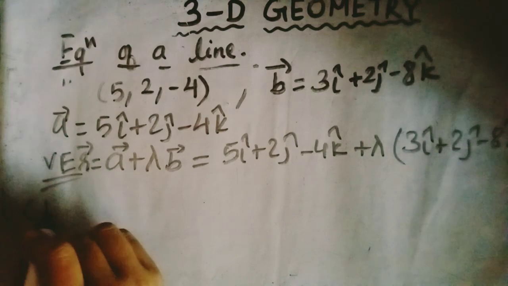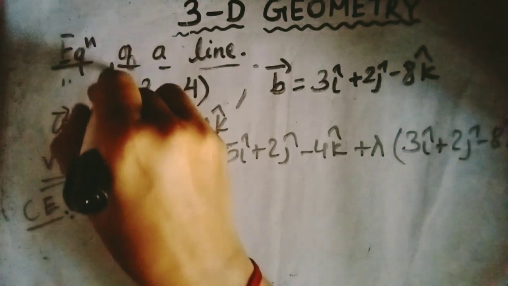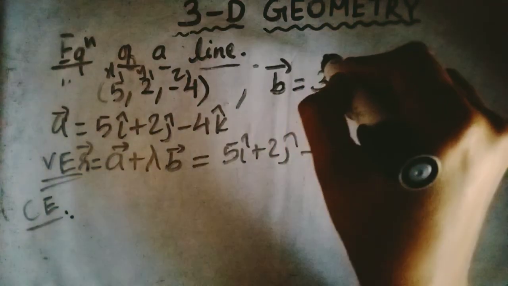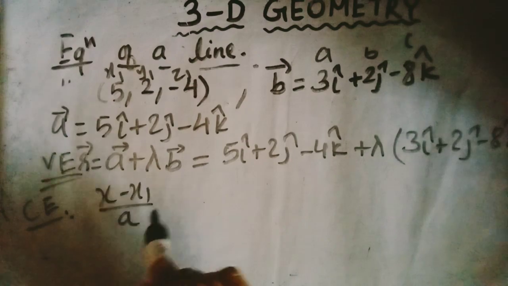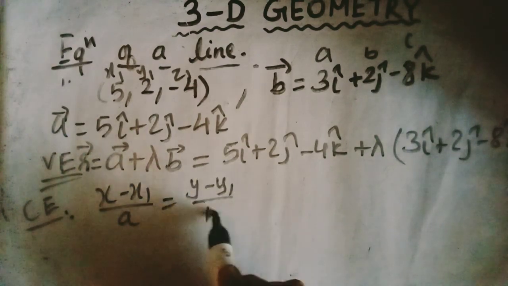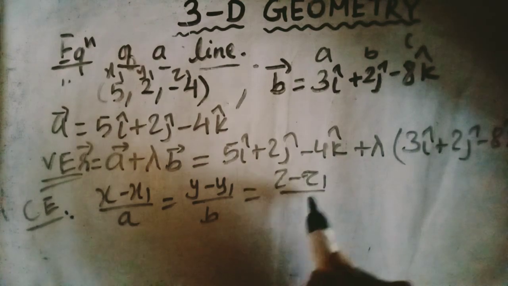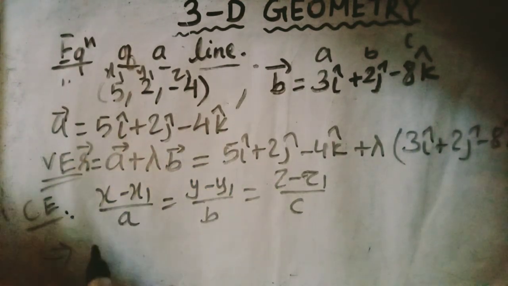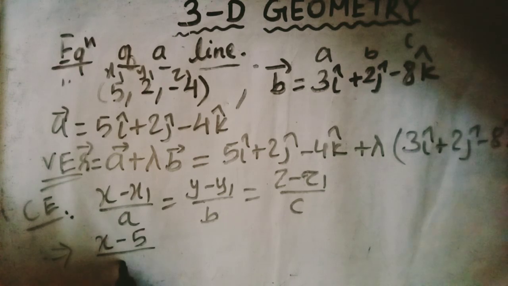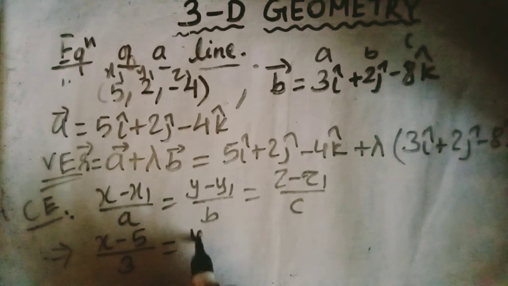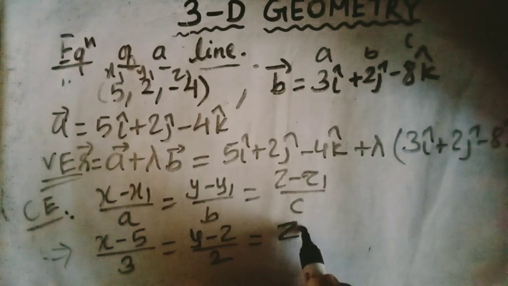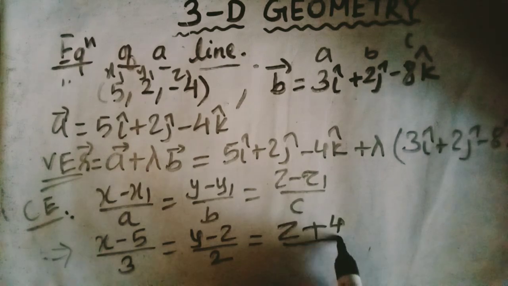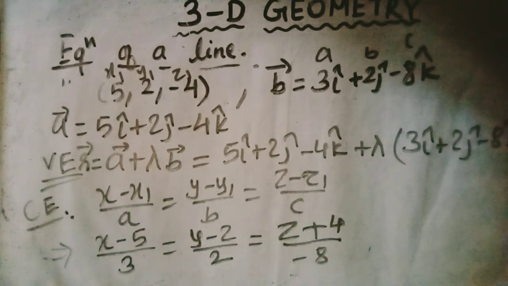Now find the Cartesian equation. First you write down: this is your x1, y1, z1, and this is your a, b and c. So substitute (x minus x1) upon a, (y minus y1) upon b and (z minus z1) upon c. So x minus 5 upon 3, y minus 2 upon 2, and z minus of minus 4, so z plus 4, upon minus 8. So this is your Cartesian form.